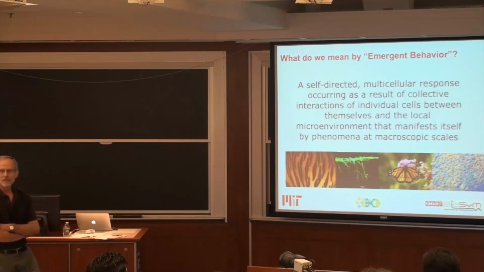So first of all, it's self-directed. In other words, the cell population itself is really determining the ultimate behavior that you see. It's a multicellular response occurring as a result of collective interactions of individual cells. So for example, each individual cell behaves in a certain way.